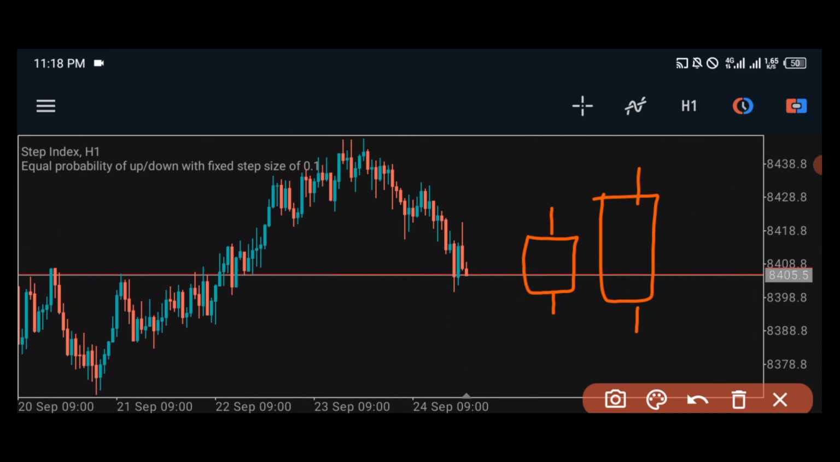What do you see here? This candle kind of, let's say, swallows this other candle in terms of body size, all right? The body of this candle swallows the whole of this candle. All right, this is what you call an engulfing candle. It swallows the candle before it. So that is an engulfing candle, guys.